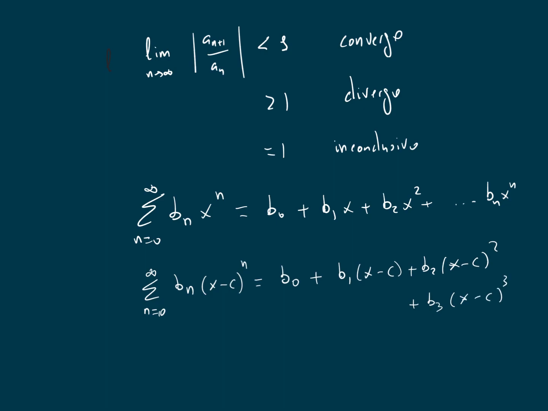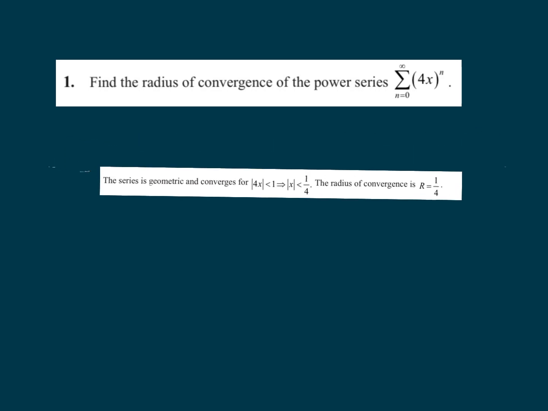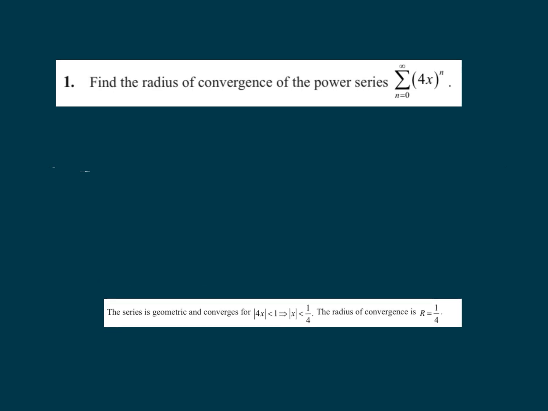So the power series is like the Taylor polynomial centered at c, but it's a Taylor polynomial that never ends. You keep adding terms and terms. It's an infinite polynomial. Okay, let's do the problem. This problem says find the radius of convergence of this power series. Always I advise you to write a few terms of the power series.